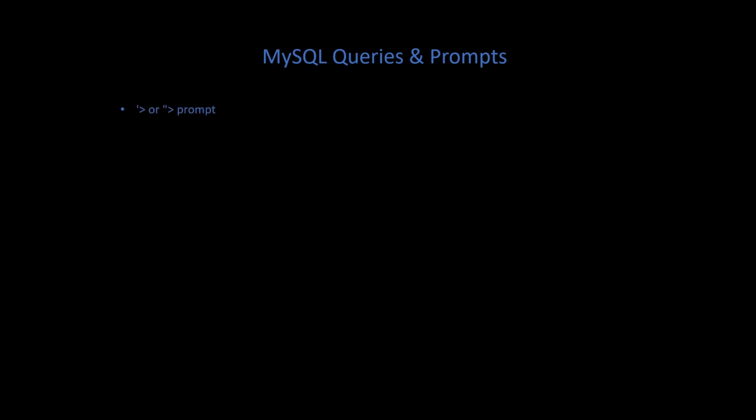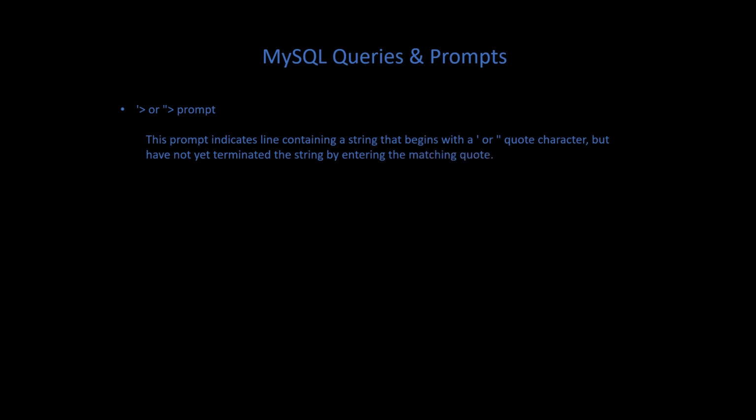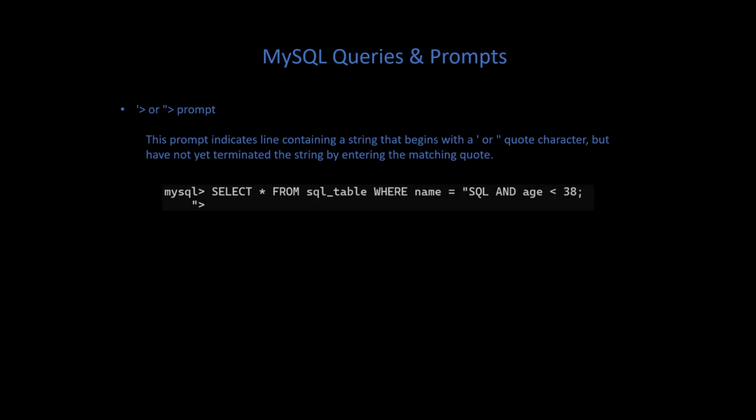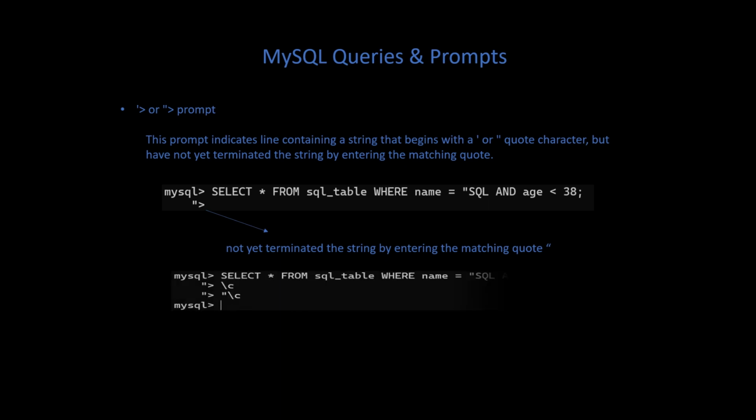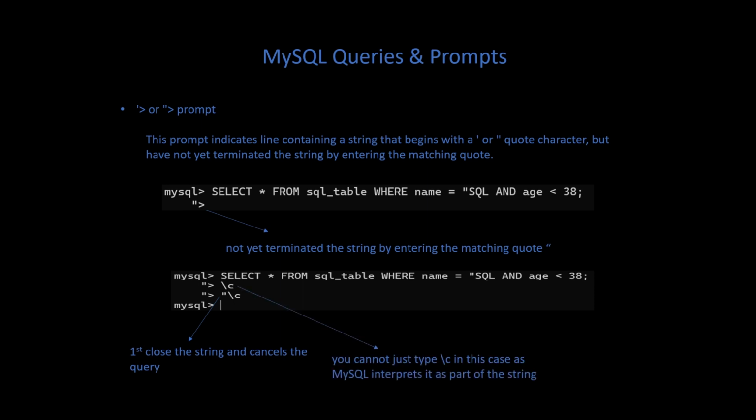Next we'll see the quote prompts. This prompt indicates a line containing a string that begins with a single quote or a double quote character but has not yet been terminated by entering the matching quote. As you can see in this query, the name SQL is not terminated with a double quote. So in this case, first close the string and then cancel the query. You cannot just type \c in this case, as MySQL interprets it as a part of the string.